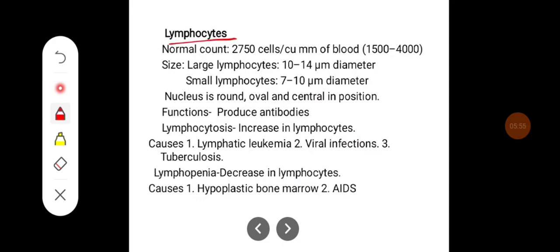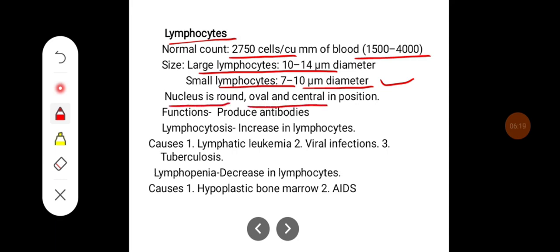Lymphocytes. Normal count is around 2750 cells per cubic millimeter of blood, can range between 1500 to 4000. For the large lymphocytes, the size is around 10 to 14 microns, and small lymphocytes 7 to 10 microns, similar to that of RBC. Nucleus of lymphocyte is round, oval, and central in position. An important function of lymphocytes is that they produce antibodies.